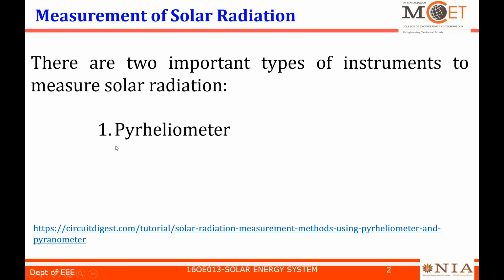Pyrheliometer. This instrument is used to measure only direct radiation. Pyranometer is an instrument used to measure both direct radiation as well as diffuse radiation. Now let us discuss this in detail.